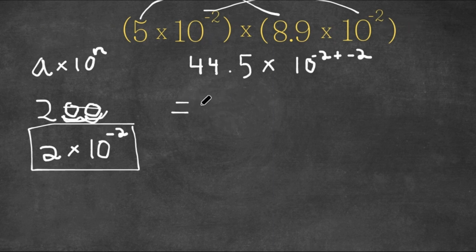Now this would equal 44.5 times 10 to the power of -2 plus -2, which is -4.